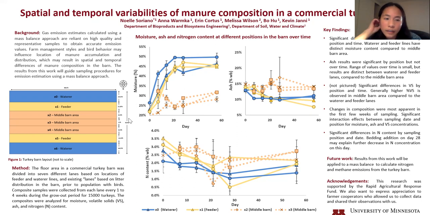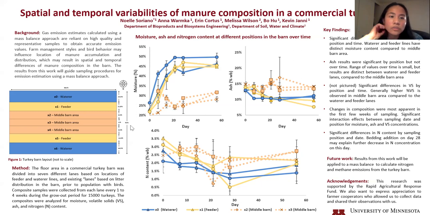We also ran a two-way ANOVA, which revealed significant differences in position and time for moisture content and volatile solids, but only significant differences in position for the ash values. The ANOVA results also indicated significant interaction effects between the sampling date and position for ash, volatile solids, and moisture content, which supports what we see in these top two graphs, where the changes in the composition or the concentration are most apparent in the first 14 days of sampling.